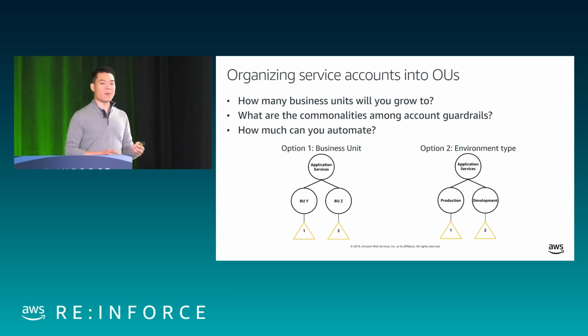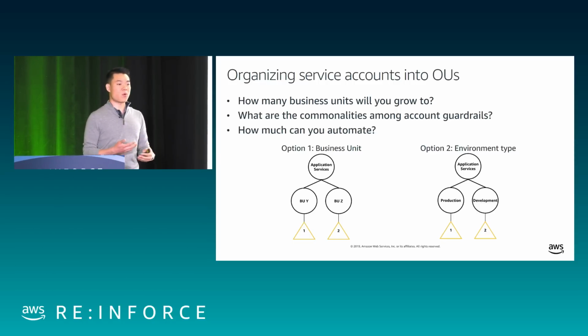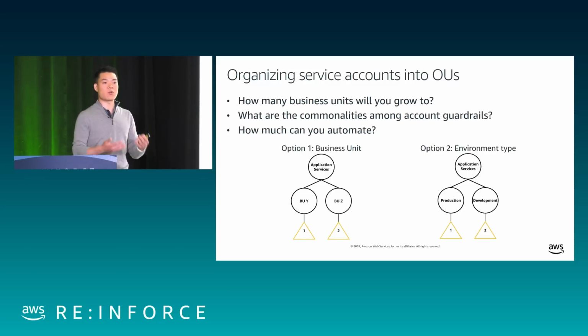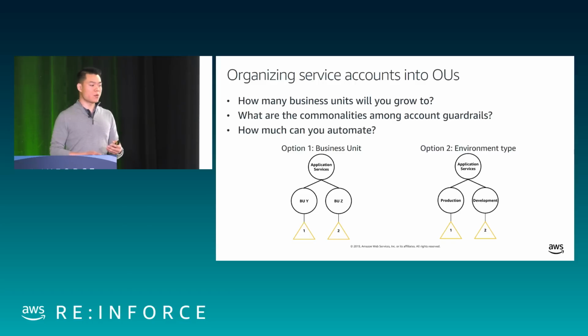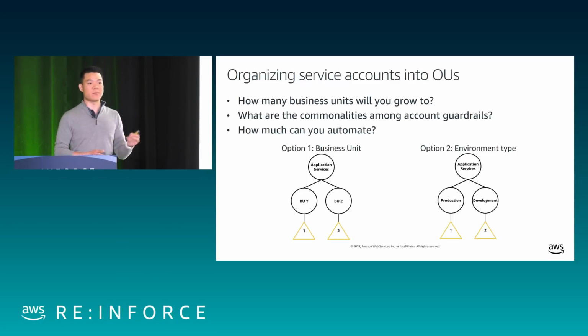You want to think about the commonalities across account guardrails. For example, there's a high likelihood that all of your production accounts may require the same type of security policies applied to them, so it may make sense to group those together so you can apply the policies across all of those accounts. And finally, how much can you automate? Grouping similar accounts means that you can perform the same tasks across all of these accounts at one time, instead of looking for them in different places to run your automation tasks on them independently.